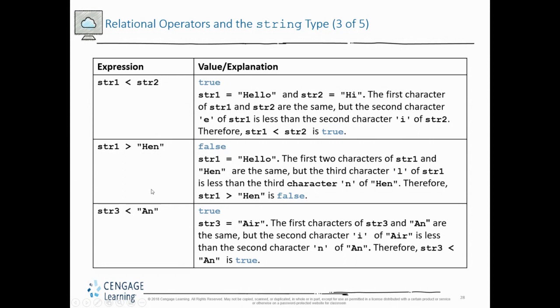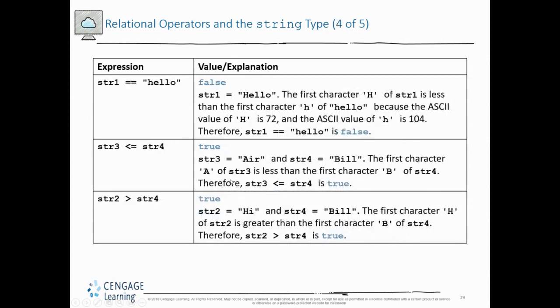String 3 less than un. So string 3 is air, A-I-R. So again, capital A. N here is a lower number. So therefore, string 3 is what we're comparing against. The I, the second character, is lower than N, the second character. So string 3 is, in fact, lower. So it's true. Okay. So you can continue to do those.